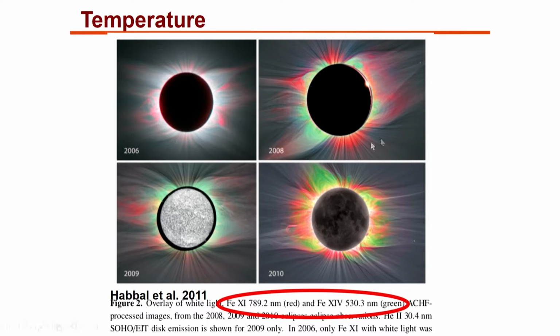Interestingly, what it is showing is that the red plasma and the green plasma are not always superimposed. That means the solar corona is highly multi-thermal.